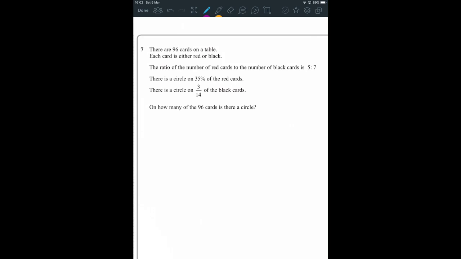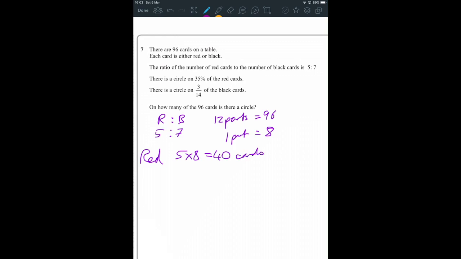So let's first work out how many red and how many black. We have the ratio of red to black being 5 to 7. Well, that's a total of 12 parts, making the entire 96 cards. So for 1 part, dividing 96 by 12 gives us 8 cards per part. So for the red, we have 5 times 8, which is 40 cards. I'm going to follow through with the red before I go and look at the black.